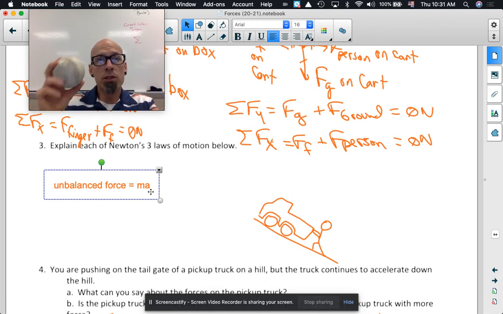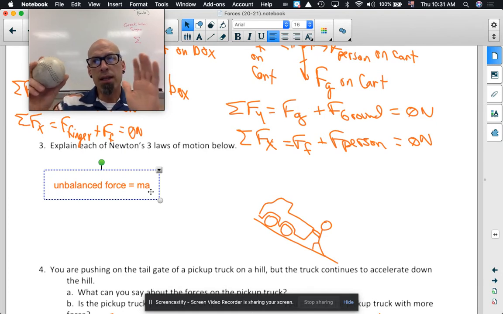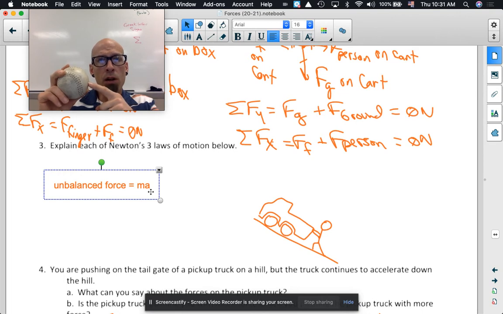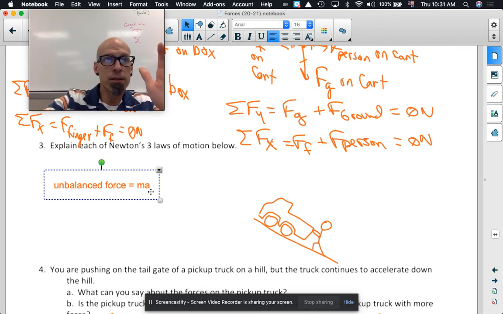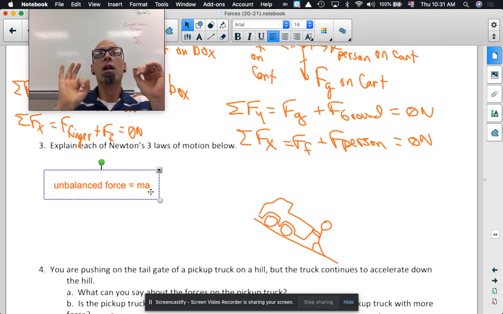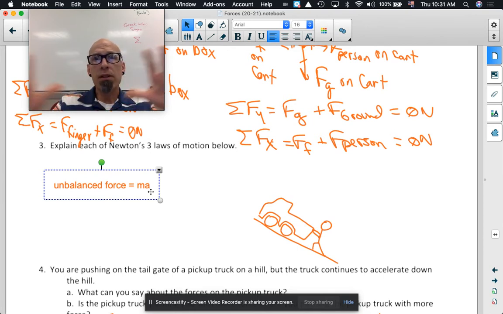However, if I move down from a softball to like maybe a tennis ball, something less massive than a softball, then I could make it accelerate even faster because it's less massive. Less mass means accelerate bigger. I hope that makes sense. That's the second law. Third law, remember, that is the action-reaction, that every force has a pair.